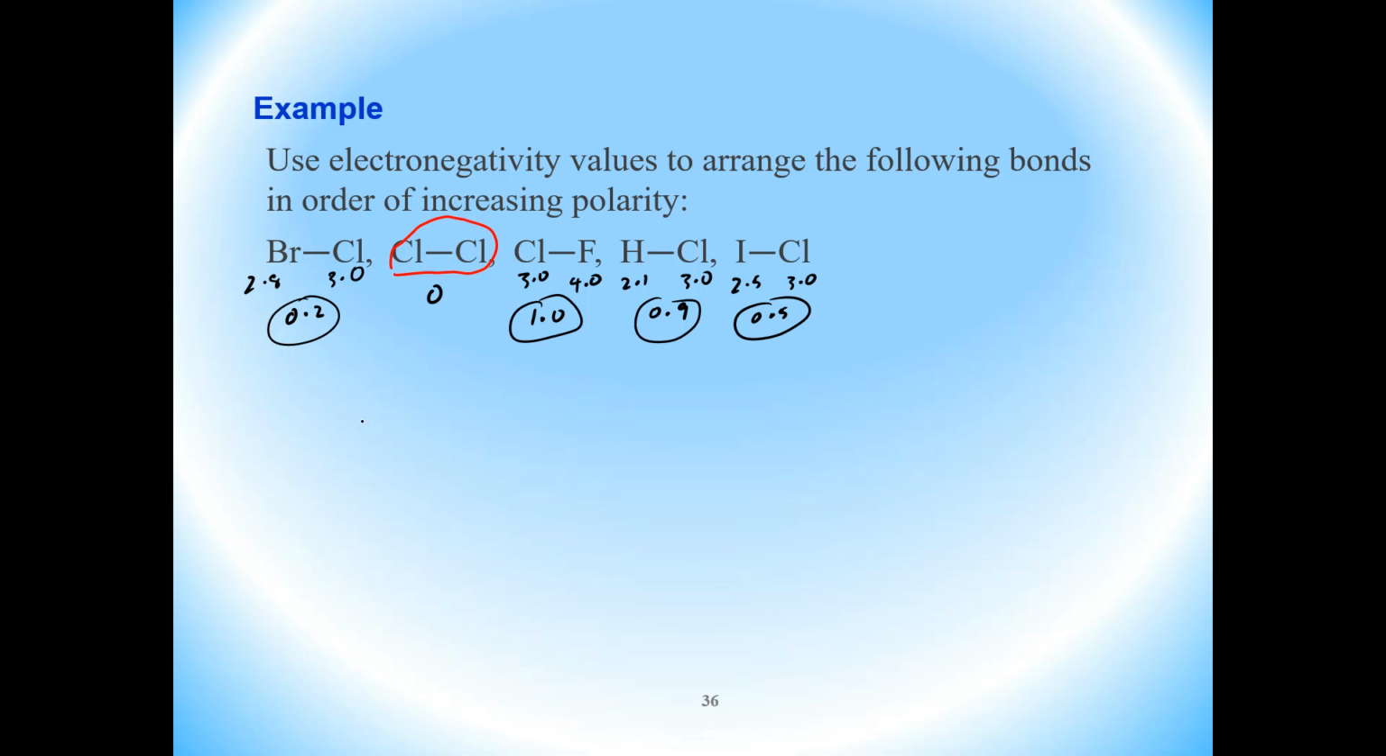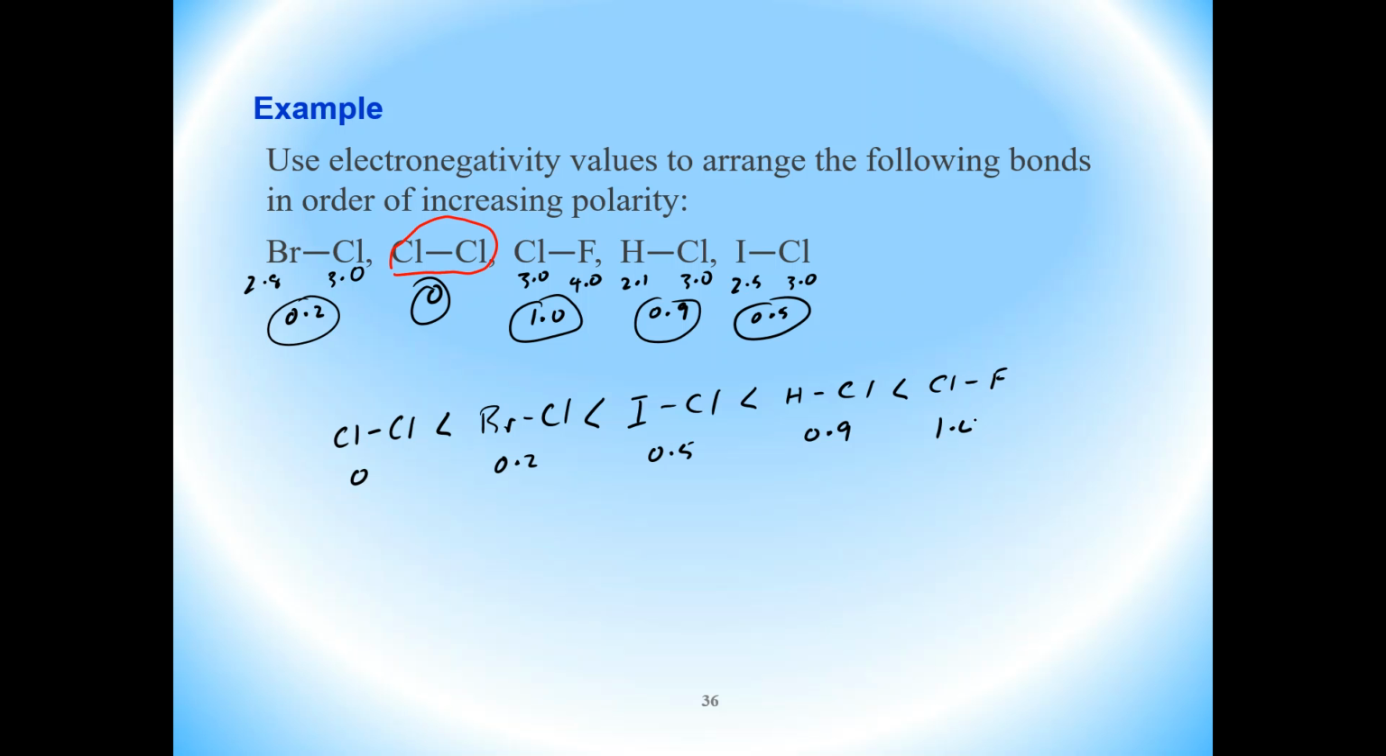So the answer would be that chlorine to chlorine would be the least polar because that's 0. And then the next in line would be bromine to chlorine, because this is 0.2. And then the next in line would be iodine to chlorine, because that value is 0.5. And then the next in line would be hydrogen to chlorine, because that is 0.9. And then the next in line would be chlorine to fluorine, and that is 1.0. So those are the answers.